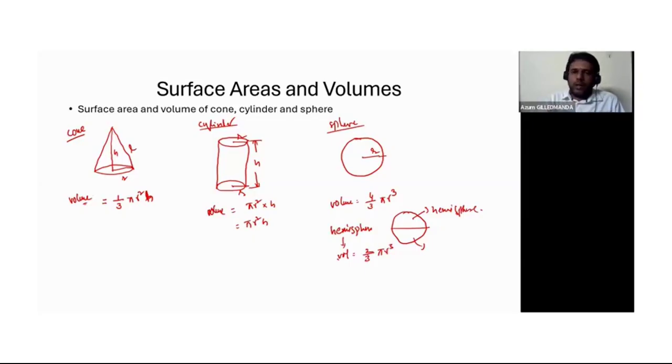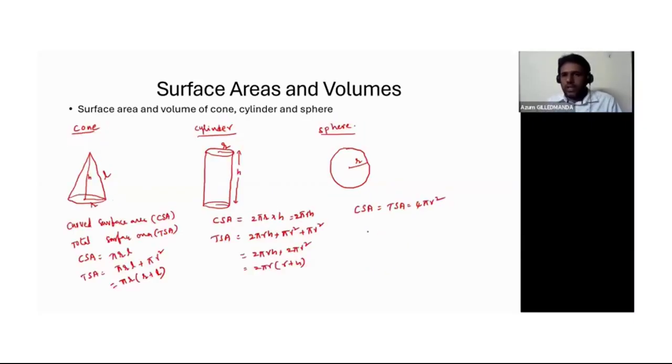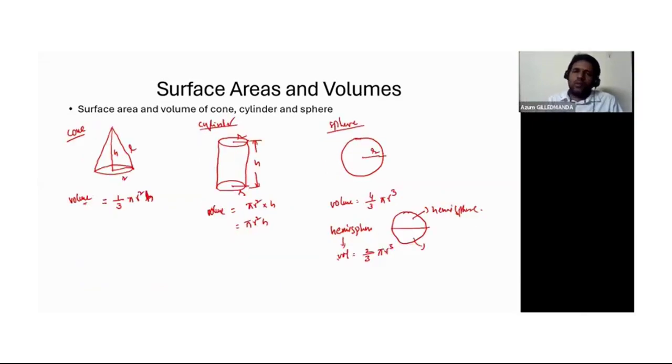Similarly, for hemisphere, the surface area becomes half of it. That means 2 pi r square. You understood, right? For hemisphere, it is half of the surface area, that is 4 pi r square, which is 2 pi r square. And for hemisphere volume, it is 2 by 3 pi r cube.